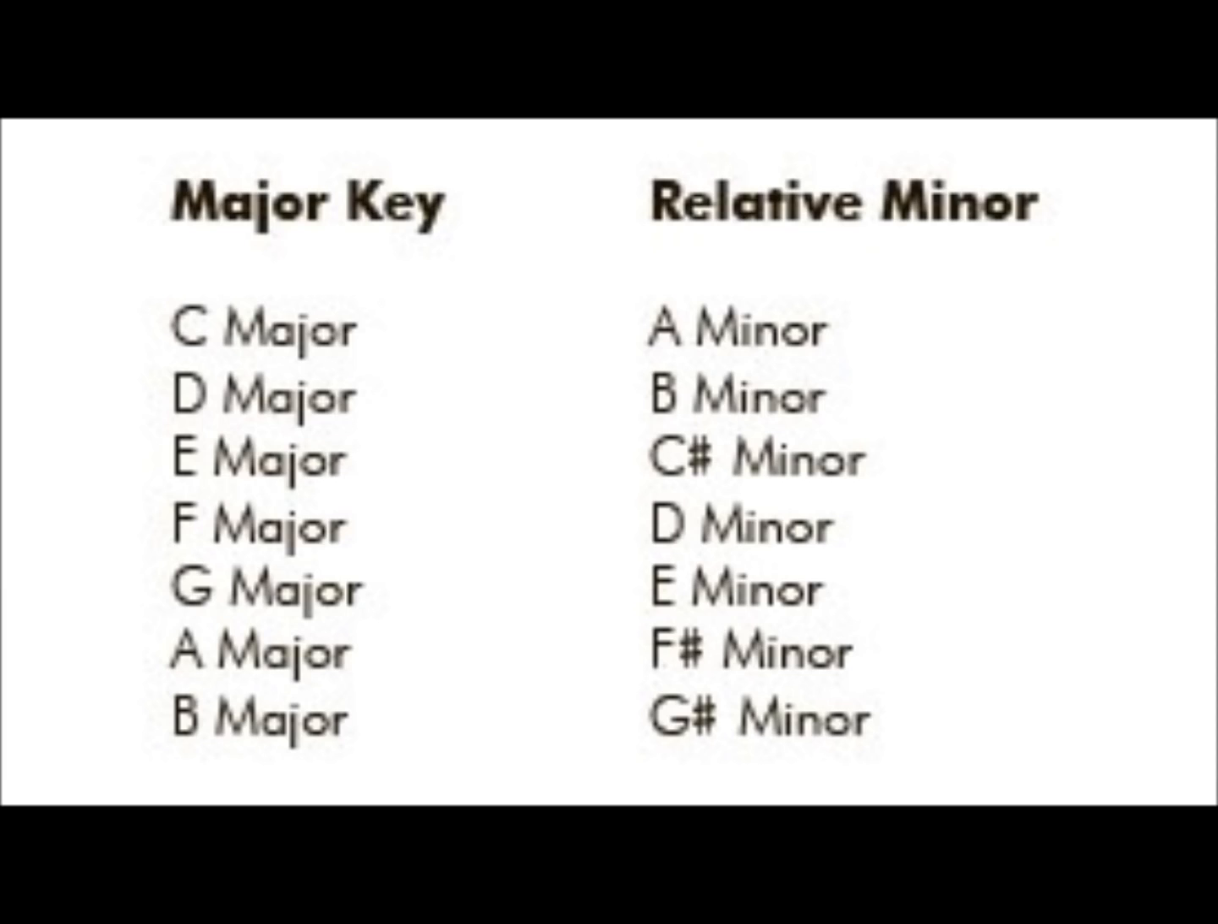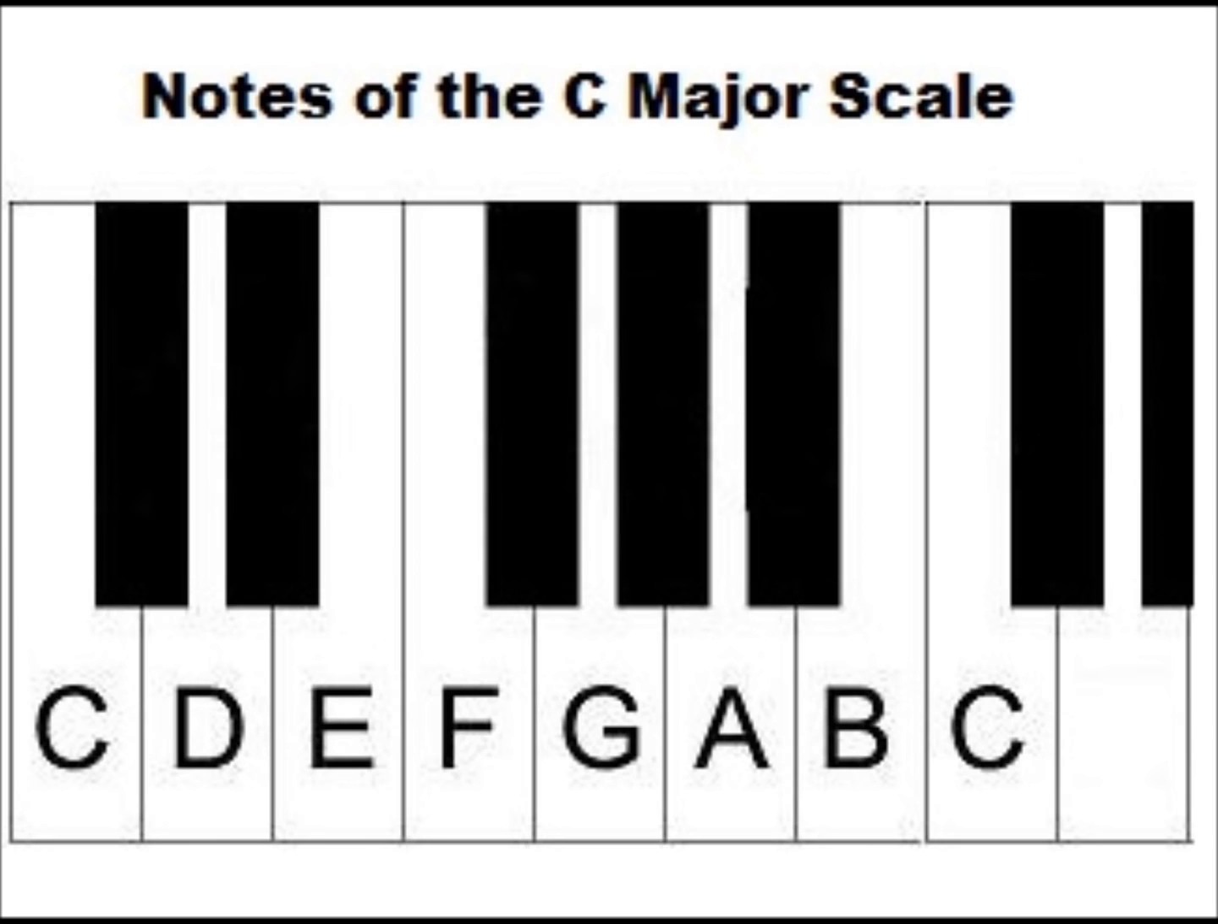Each major key has what is known as a relative minor. For example, the relative minor of C is A minor. The relative minor of G is E minor. Major scales and natural minor scales consist of the same notes. The difference is the note on which the scale starts. The relative minor scale is built upon the sixth tone of the major scale.